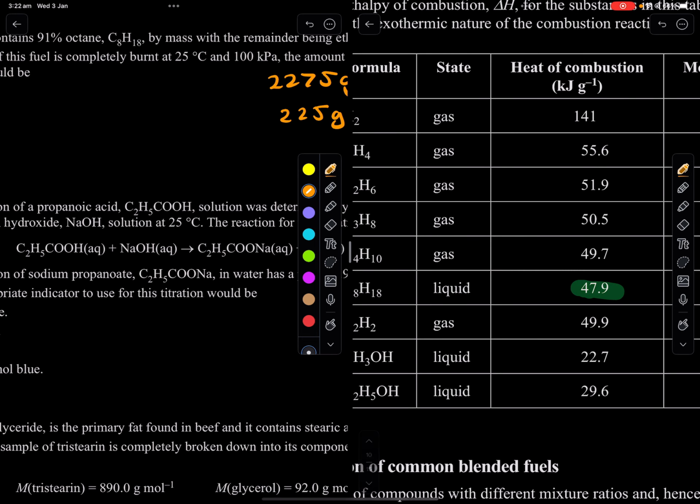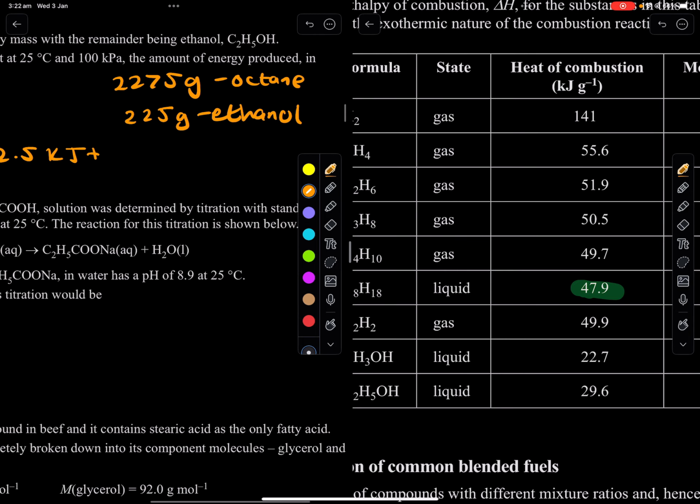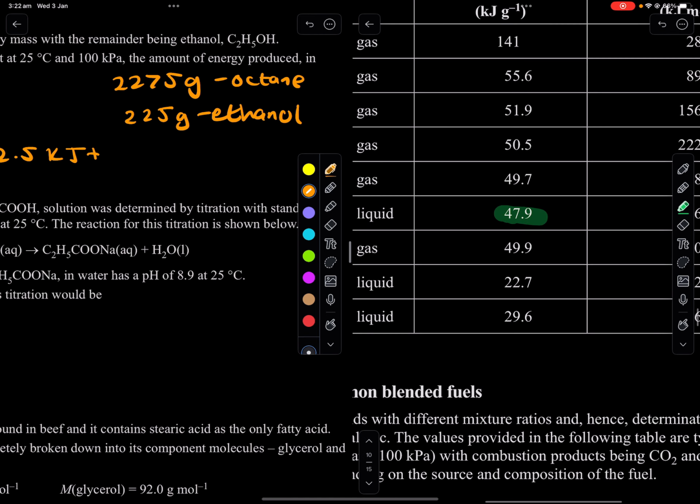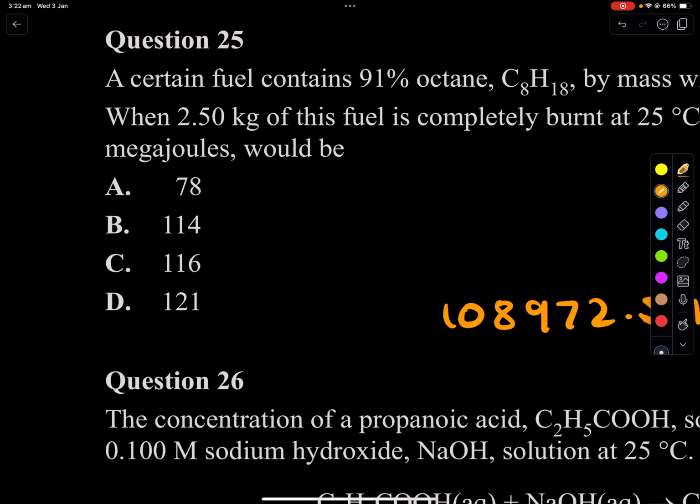So I'm going to write that here. So that's 108,972.5 kilojoules, plus how many kilojoules of energy would ethanol produce? Well, again, where is ethanol? Ethanol's over here. So if we have 225 times that 29.6, that's going to give me 6660 kilojoules.